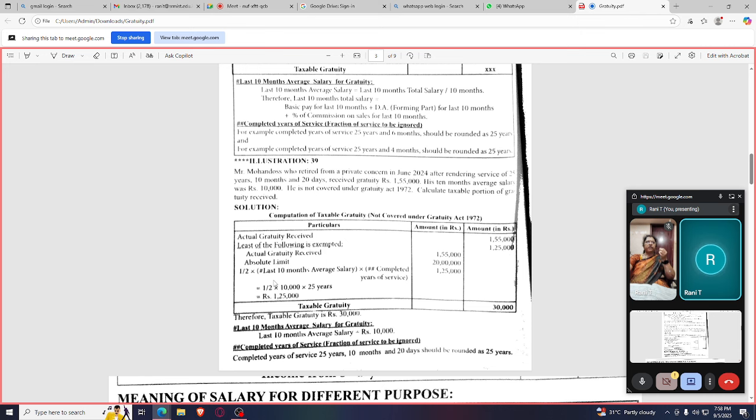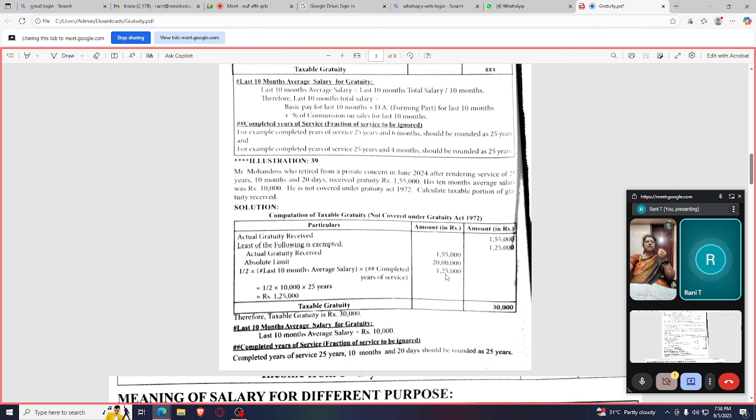So, what we have to do is 1/2 into 10,000 and completed years of service. Here, how many years is it? 25 years, 10 months and 20 days. Ignore whatever comes under fraction. The completed years is 25, so take 25 alone. So, 1/2 into 10,000 into 25 years. You get the answer to be 1,25,000.